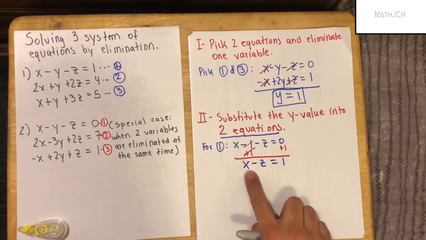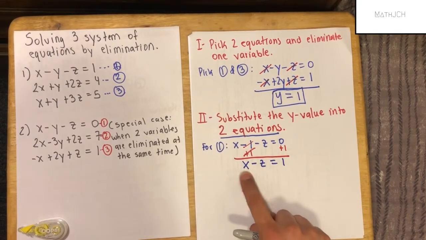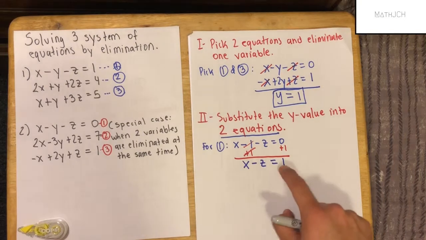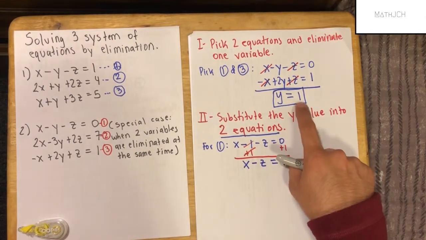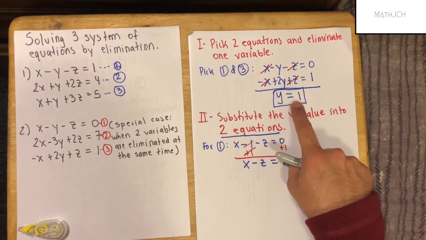So now my equation 1 becomes x minus z equals 1 after substituting y for 1, because that's the value we got in the previous step.